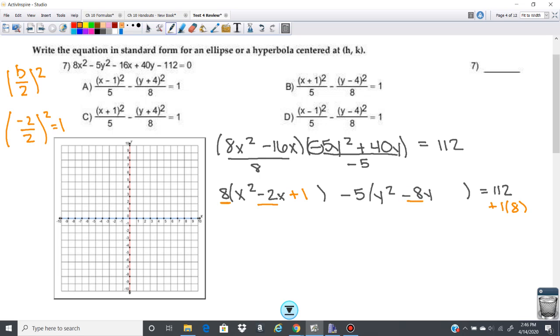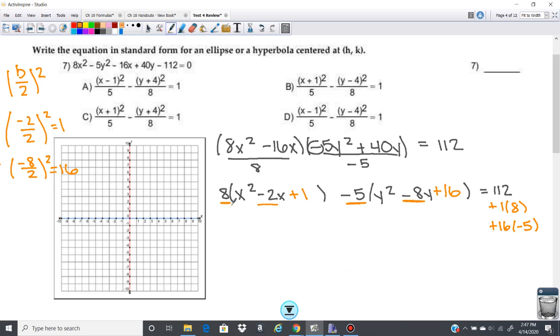Then I'm going to do the same thing over here. So I'm going to take this b term, the negative 8. Negative 8 over 2 is negative 4. Squared is positive 16. So this is going to be plus 16. Then here I'm going to go plus 16 times my GCF of negative 5. So remember the sign there.